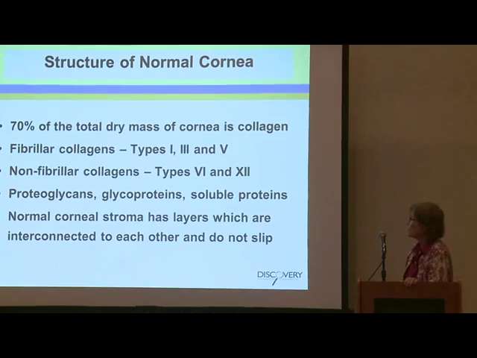Now, in the cornea, 70% of the total dry mass of the cornea is collagen. And I think most of us are familiar with collagen. There are 2 kinds of collagen, the fibrillar collagen, such as the kind that you find in tendons and skin, and then there's this non-fibrillar collagen. And the non-fibrillar collagen acts as packing material. So the fibrillar collagen makes a structure or a scaffold, and then the non-fibrillar collagen sort of tacks it together. And then with that scaffold, you need packing material.